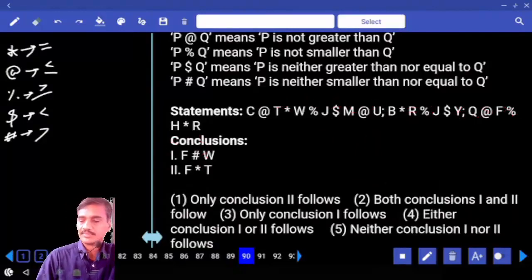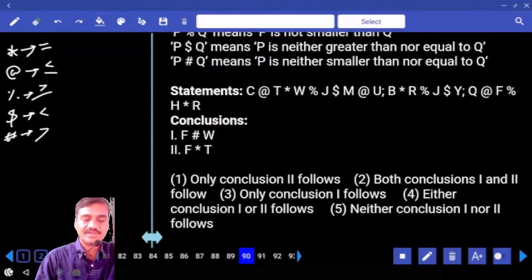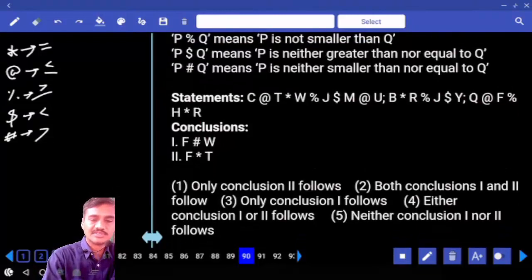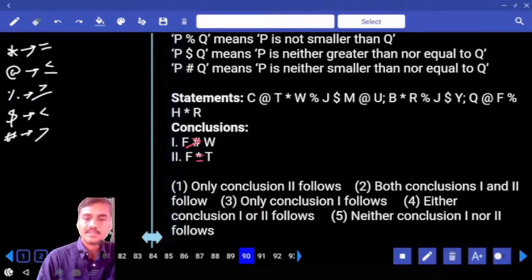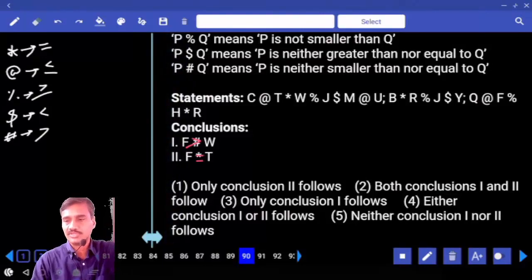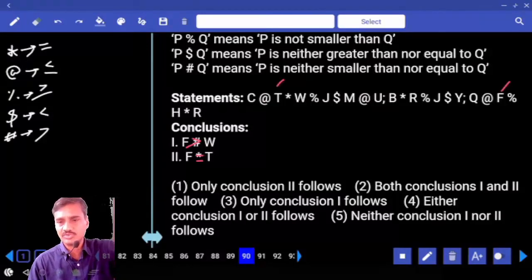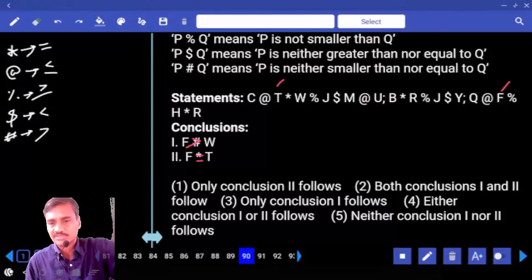Then 90th. Now in this 90, F and W. Hash stands for greater than, and this percentage star stands for equals to. Now F greater than or equals to T. Where is F? F is here and T is here. Together, which element is common between these two? CTWJM. No element is common between these two.